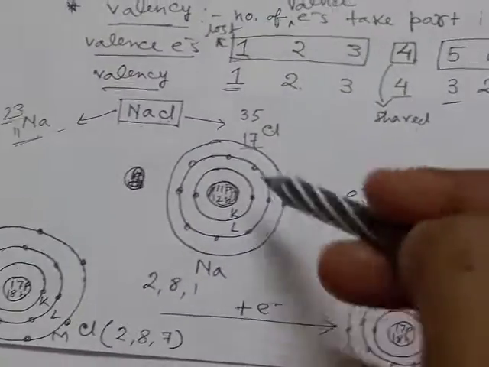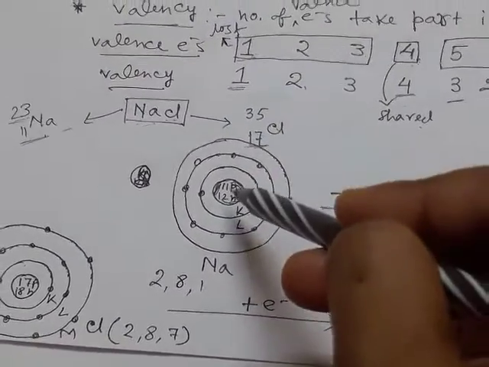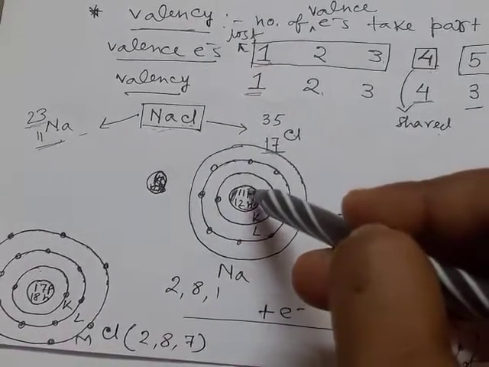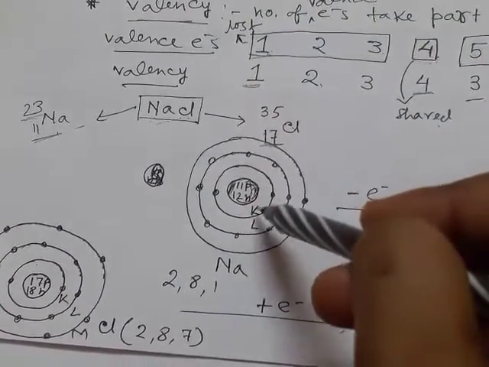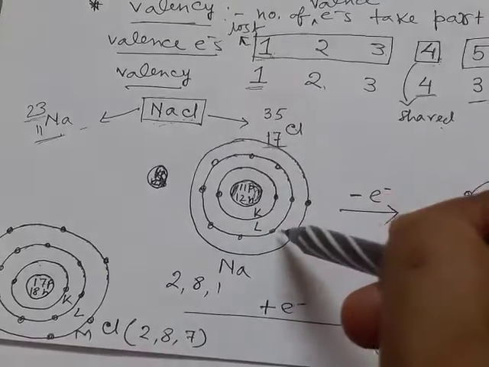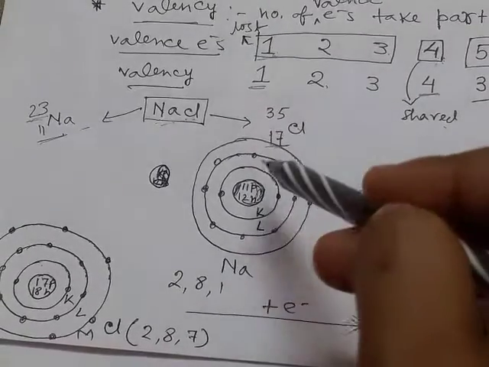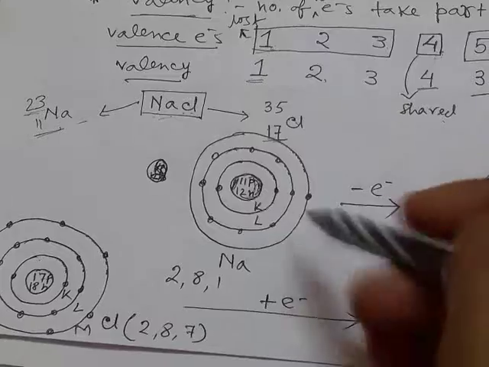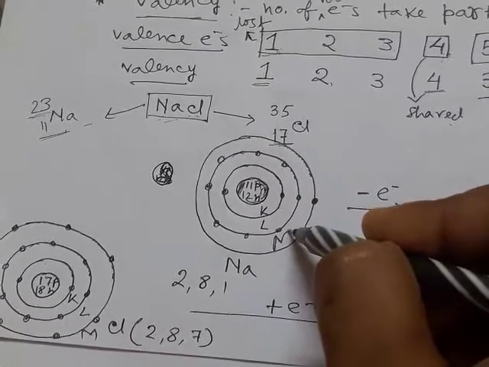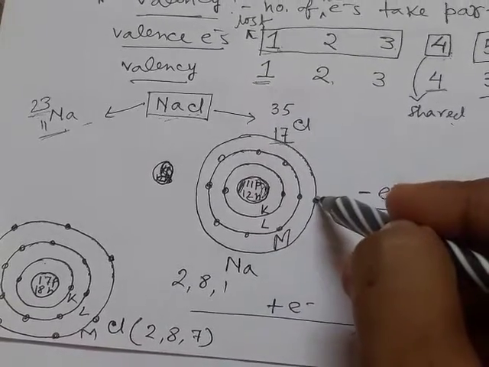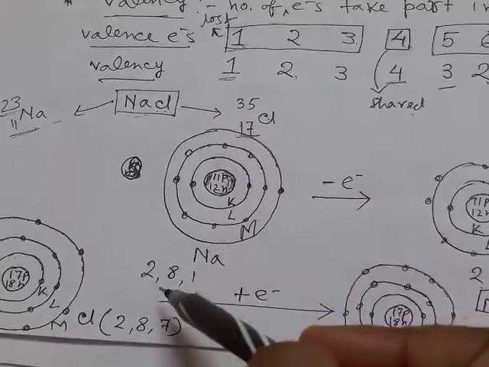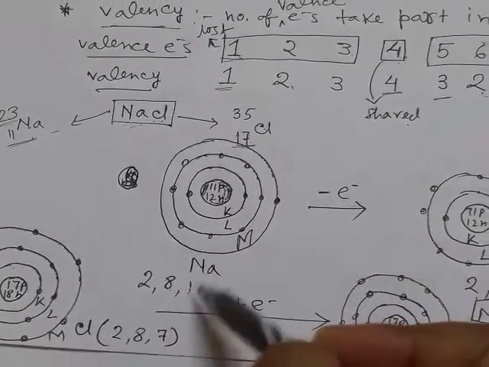Now we consider the atomic structure of sodium. There are 11 protons and 12 neutrons in the nucleus. In the K shell there are 2 electrons. In the L shell there are 8 electrons, and in the M shell there is only 1 electron. So the electronic configuration is 2, 8, 1.